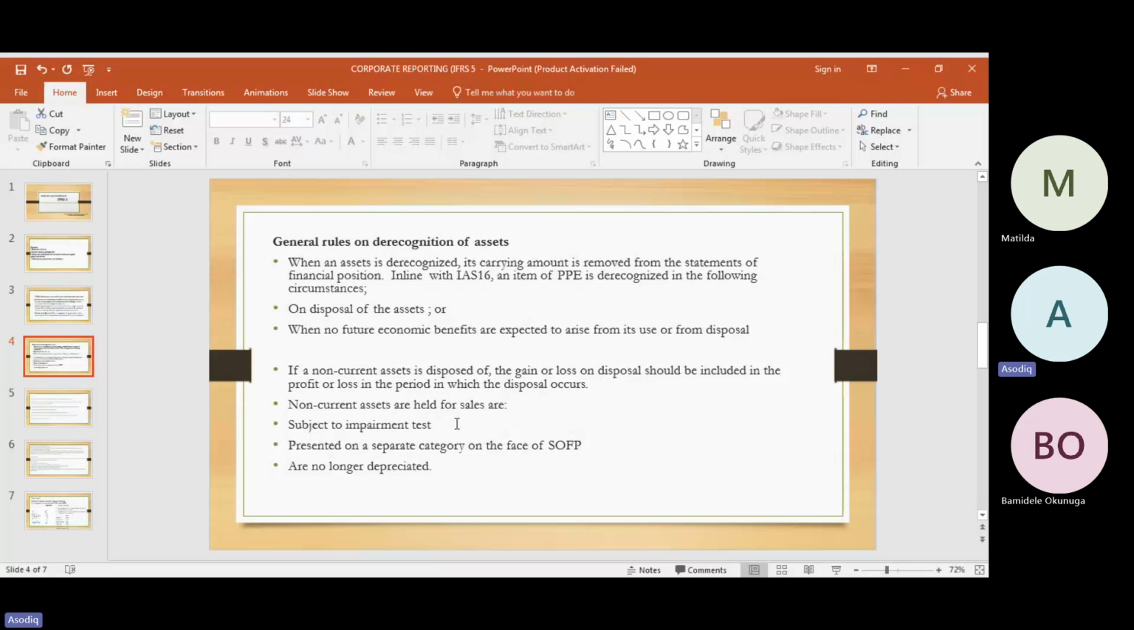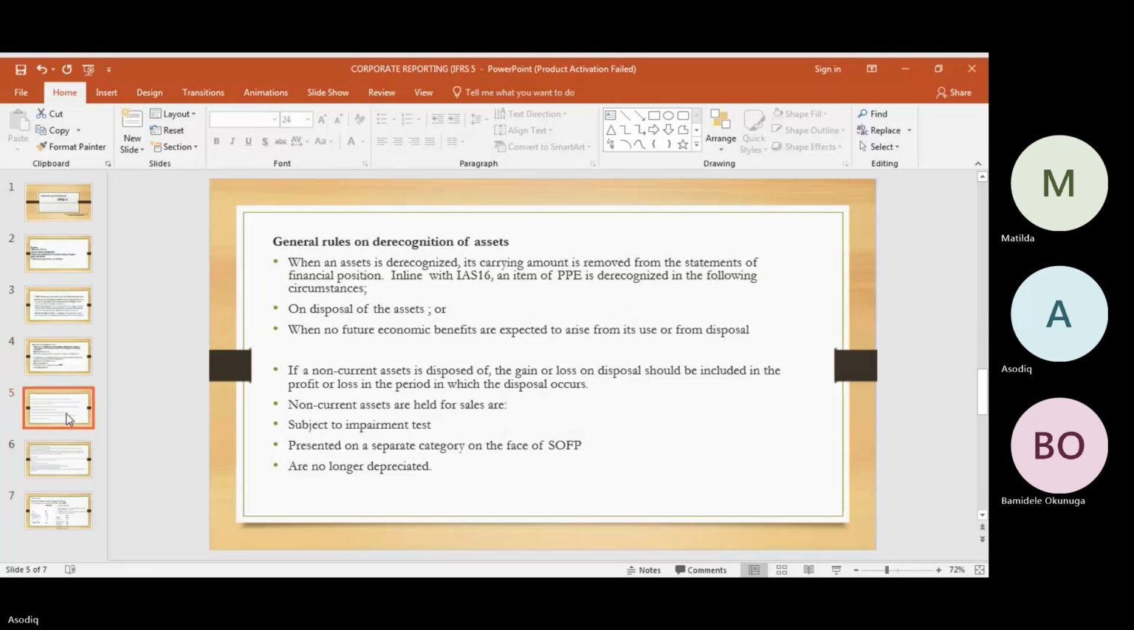That means once you realize that you are no longer using that particular asset, you realize that it has exhausted its economic useful life. So that means you are going to sell that particular asset, maybe at scrap value, or you are disposing of it.